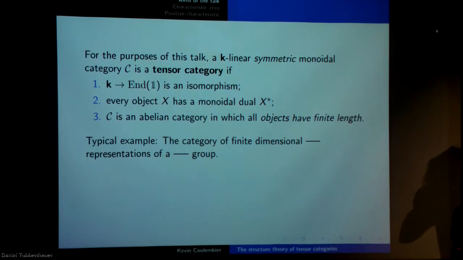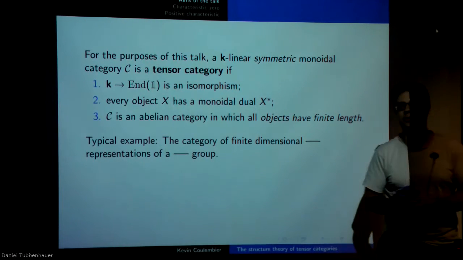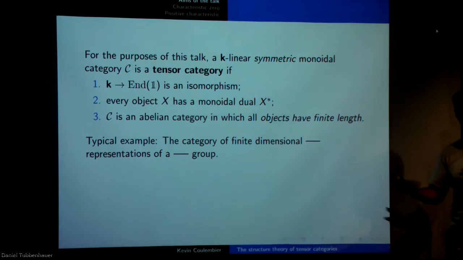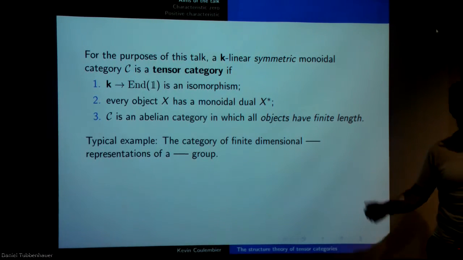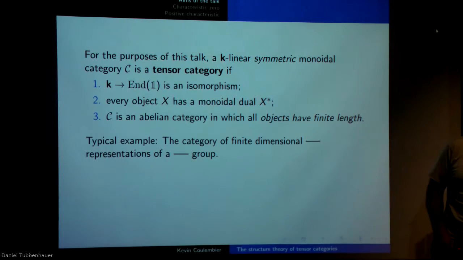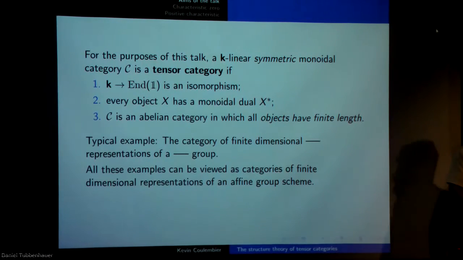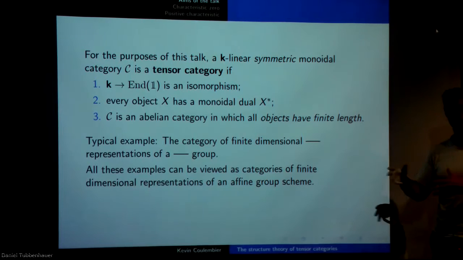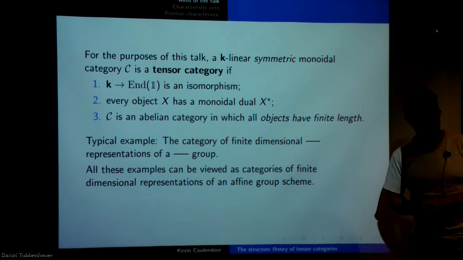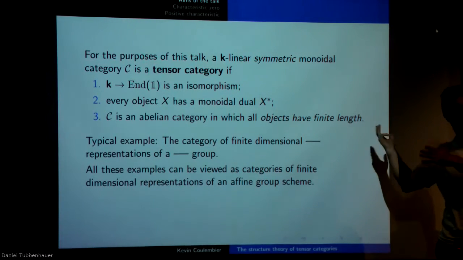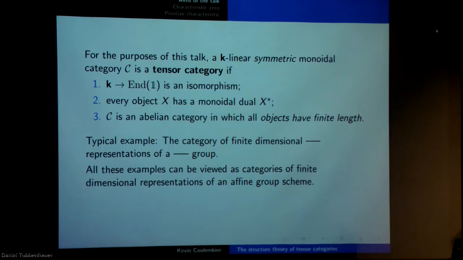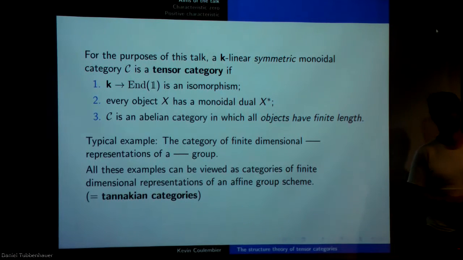So your typical example would be take some blah group and look at blah representations of them. So profinite group, continuous representations, algebraic group, rational representations, abstract group, all representations. There's many variations. They're all examples of this, and they're all in turn equivalent to representation categories of some affine group scheme. So for a topological group and continuous real representations, there is some affine group scheme over the real numbers that has the same representation theory. So these are the Tannakian categories, the Tannakian tensor categories.